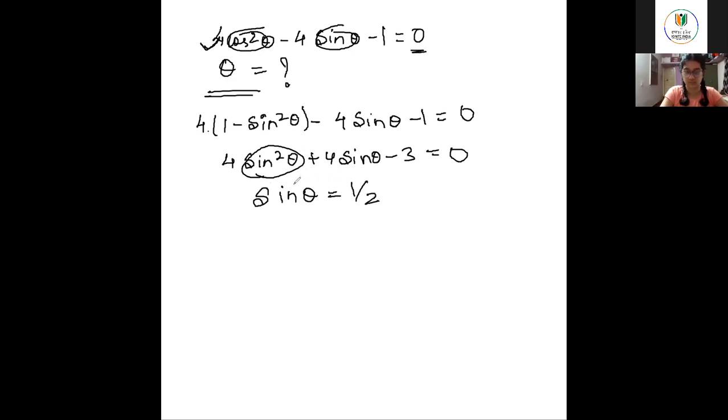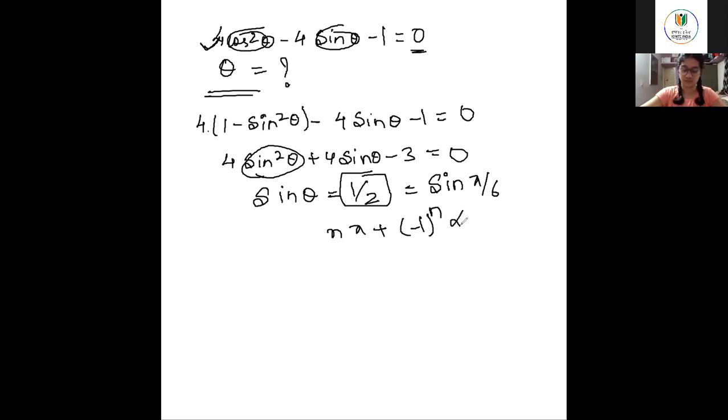Okay, is this the answer that you're getting, Sanjana? Yes, ma'am. Sine theta is half for which angle? According to our knowledge, pi by 6. Good. So it is for pi by 6, right? So let's apply our formula. What was the formula? n pi plus minus 1 raised to n into alpha. Okay, so this is n pi plus minus 1 to the power n alpha.